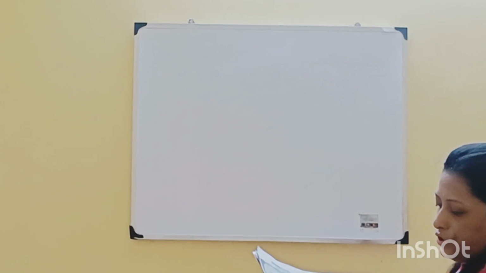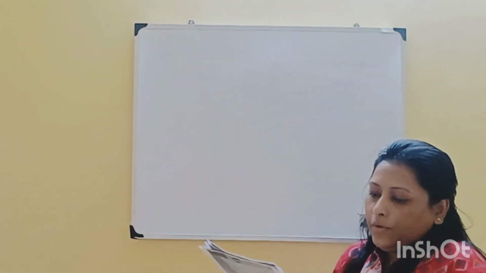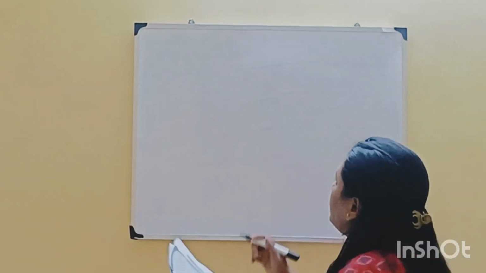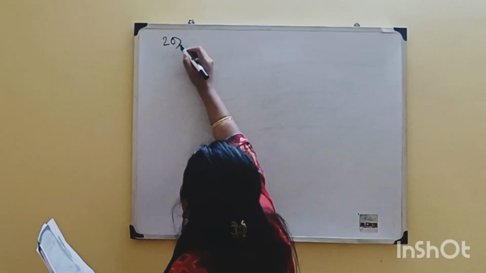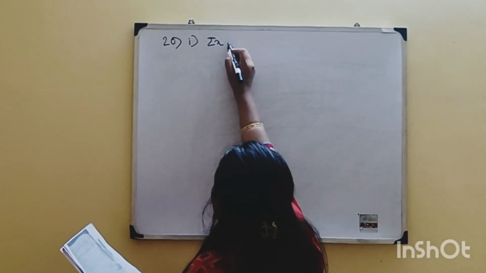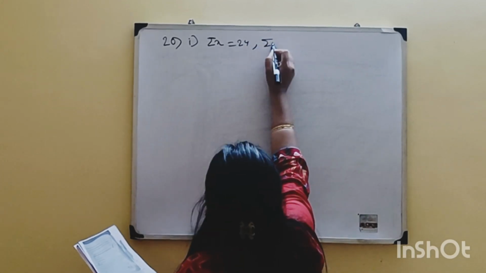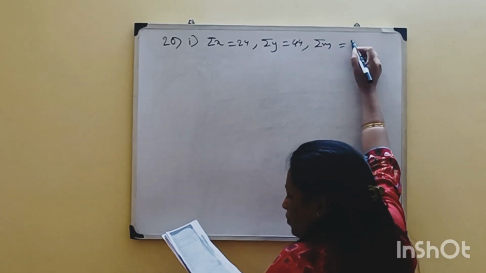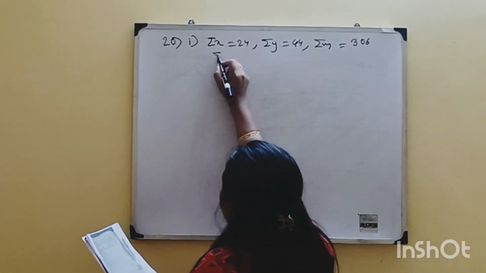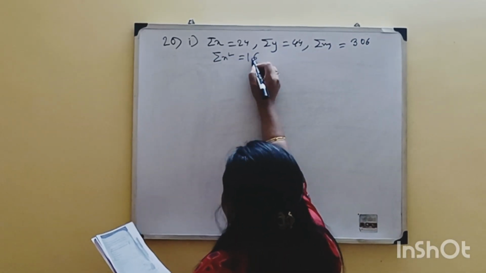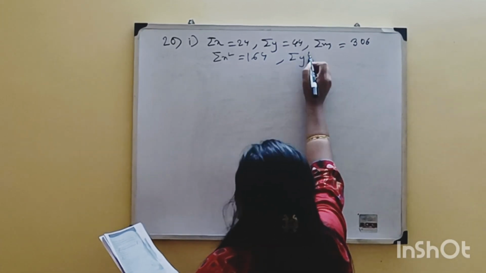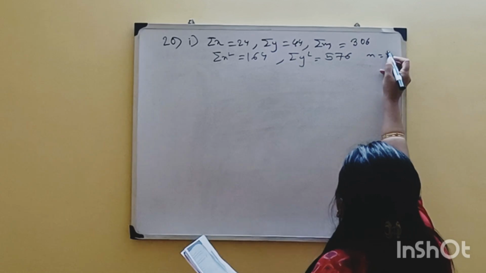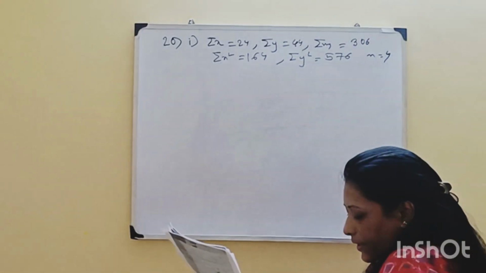Going to the next question, question number 20. Subpart 1: find the regression line from the following data. Given summation x equals 24, summation y equals 44, summation xy equals 306, summation x square equals 164, summation y square equals 576, and n equals 4. So what will be the result?